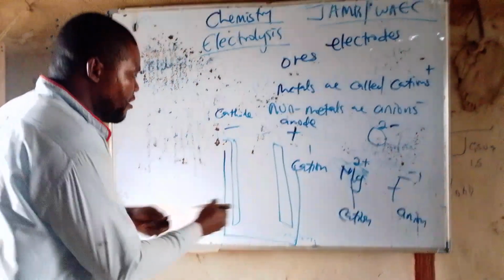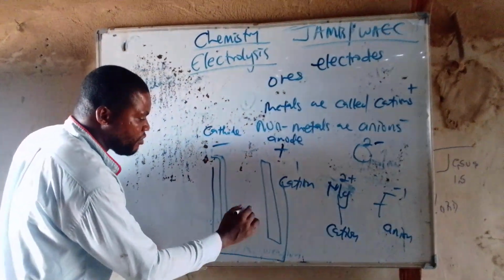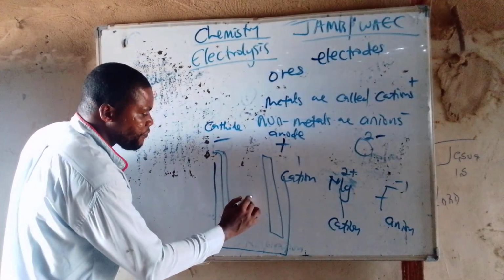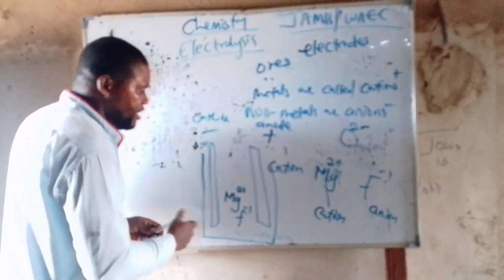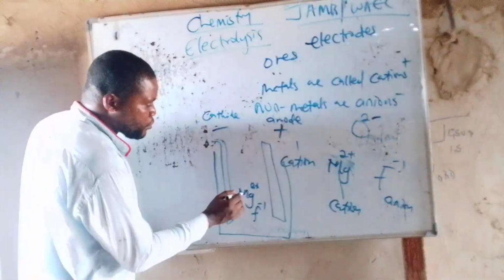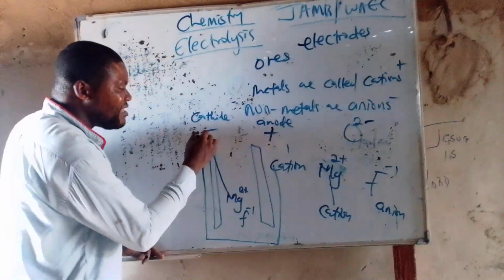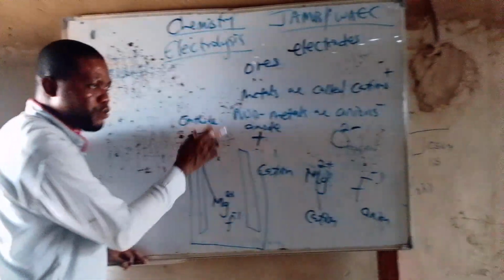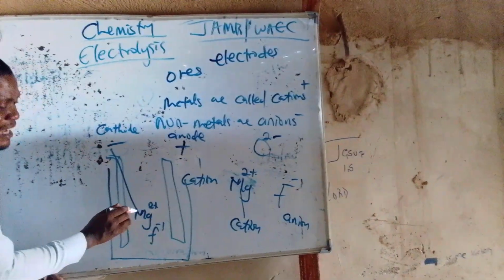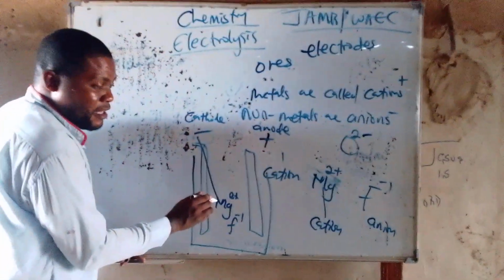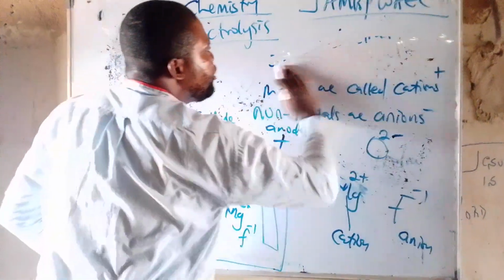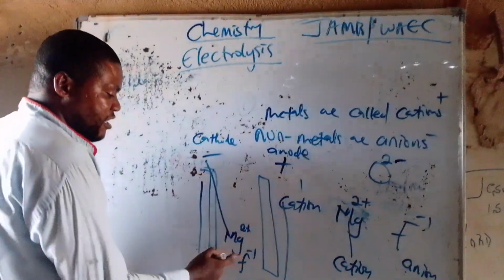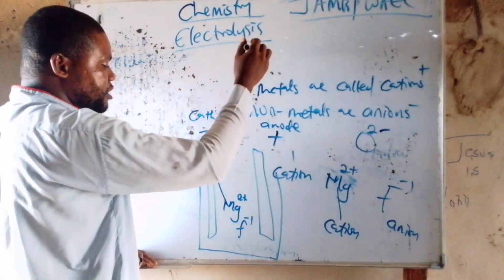If I put a compound containing Mg2 plus and F minus 1 inside to electrolyze, it means this Mg2 plus will go to the cathode. The cathode has enough electrons. It will give this magnesium an equal number of the lost electrons to become a normal magnesium. For example, look at the cathodic equation of magnesium.